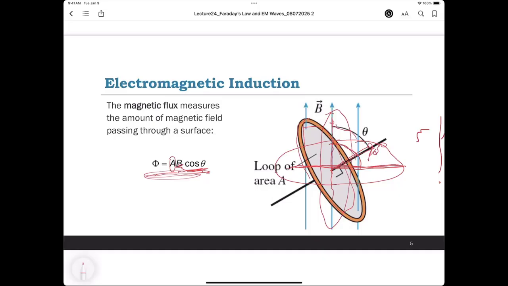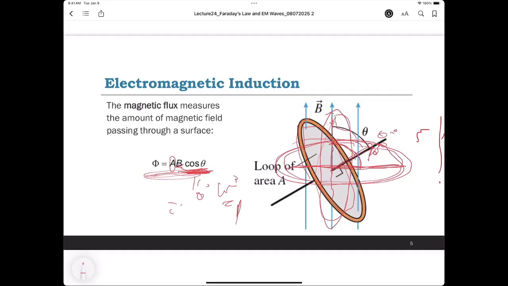This means cosine of 90 degrees, which means it is 0. Am I right? So in this situation, the magnetic flux is 0. But in this situation, cosine theta is 1, cosine 0 equals 1. Am I right? So in this situation, it is the biggest.